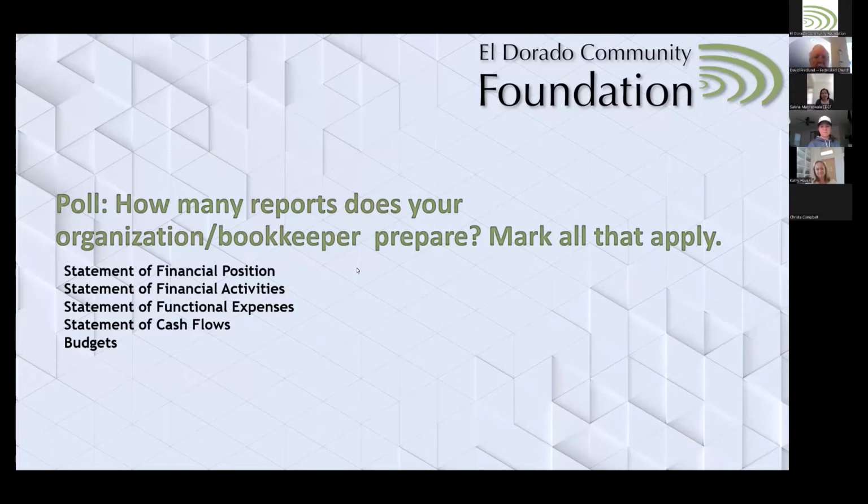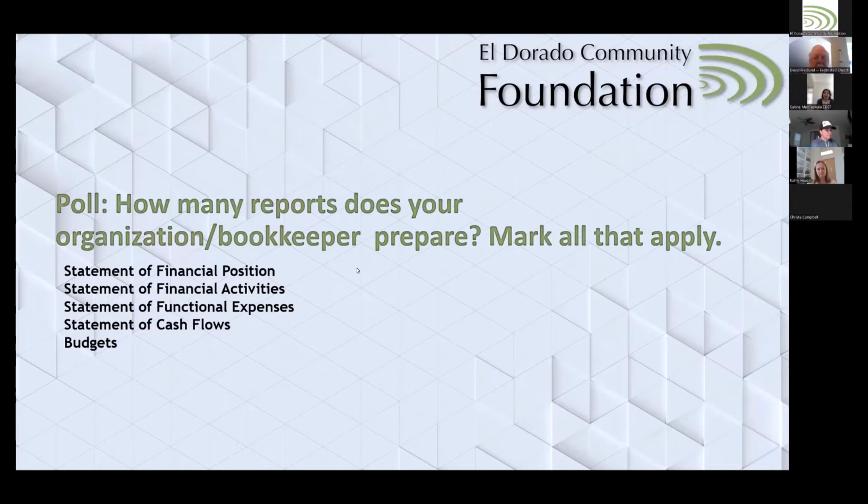I'm not sure if everybody can see, but I can see the statement of financial position is at 64%, which is pretty great. Statement of financial activities is 79. The statement of functional expenses is 57% of you who prepare it. Statement of cash flows is 55, and budgets is 69. So this is what I expected. The statement of financial activities, which is the P&L, and financial position, which is the balance sheet, are the 2 most prepared statements by a nonprofit, and those are the ones that everybody would like to see.